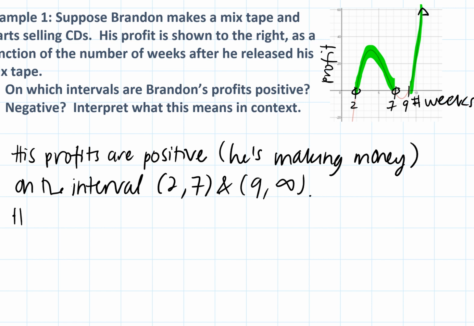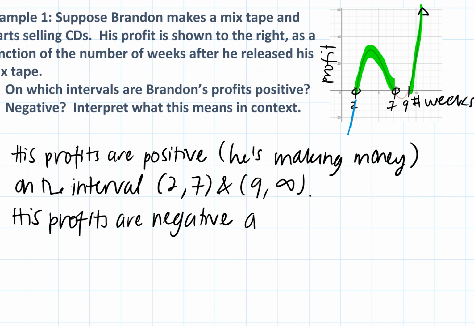Okay, his profits are negative in the other spots, right? So they would be negative here. We can assume from the beginning of the function. So on the intervals, let's use a bracket from 0. It looks like he's going to start out in the hole, which makes sense because he would have invested some money to make a mix CD. So from 0 up to 2, not including 2.